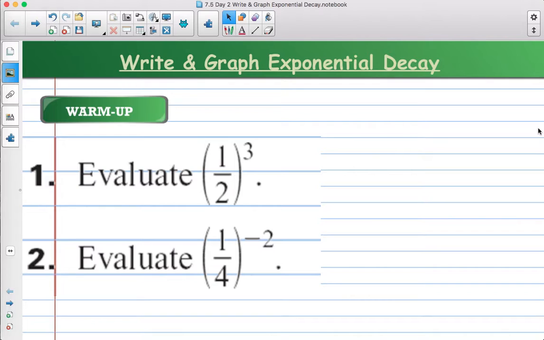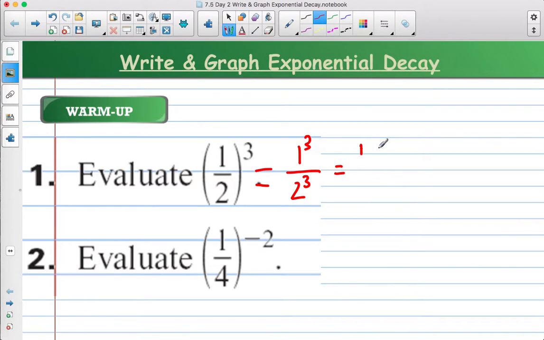Okay, welcome back. Let's give them a go. The first one says 1/2 to the power of 3. I'll put this as an equals. I know this is the same as doing 1 cubed over 2 cubed. 1 cubed is 1, 1 times 1 times 1. On the bottom, 2 times 2 times 2 is 8. So this is just going to be 1/8. You can even punch it in your calculator and verify. As a decimal, it might give you 0.125.